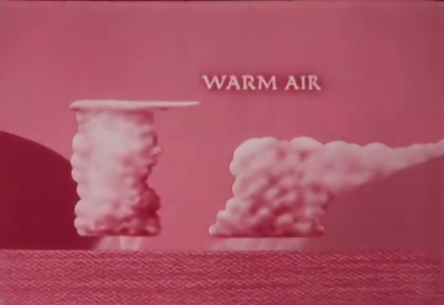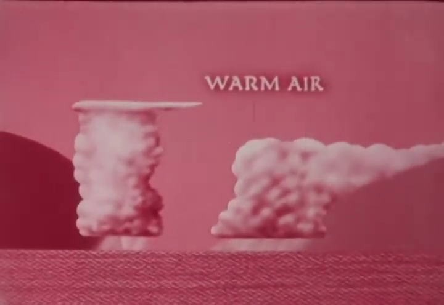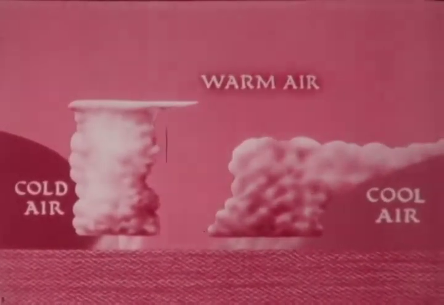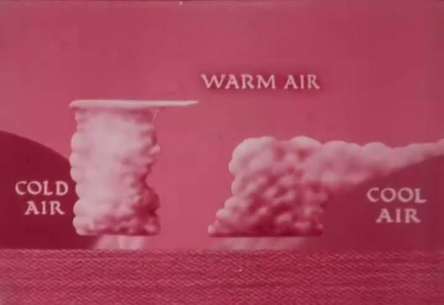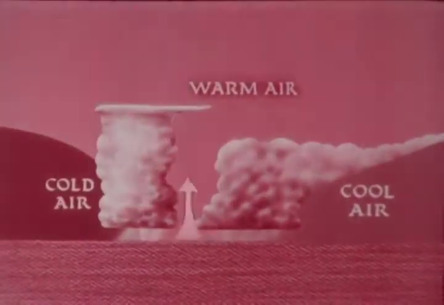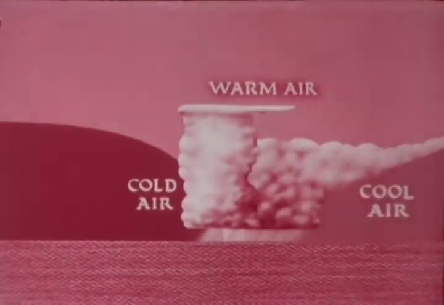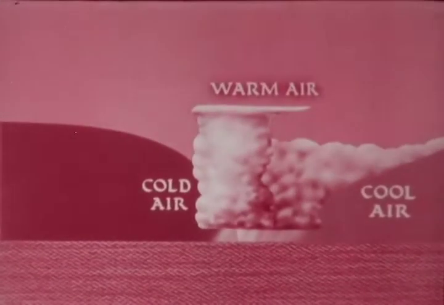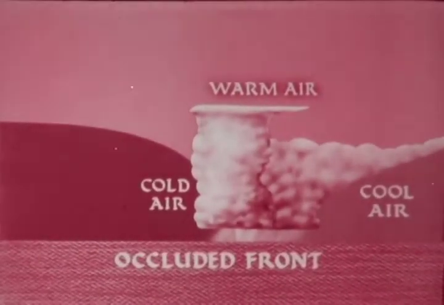A warm air mass can sometimes become trapped between two cooler air masses. This happens when a slow-moving warm front is overtaken by a cold front. The whole warm air mass is squeezed off the ground. Such a meeting of fronts is called an occluded front.